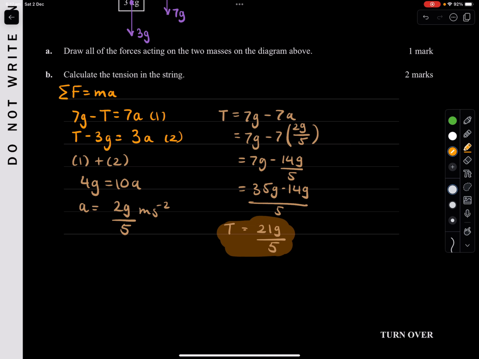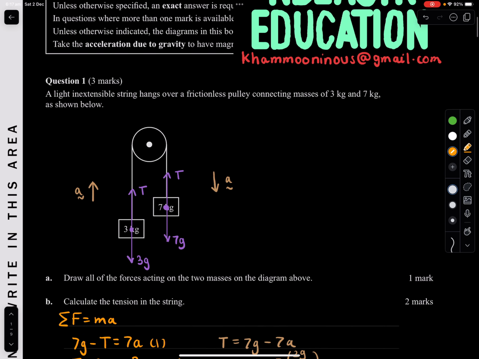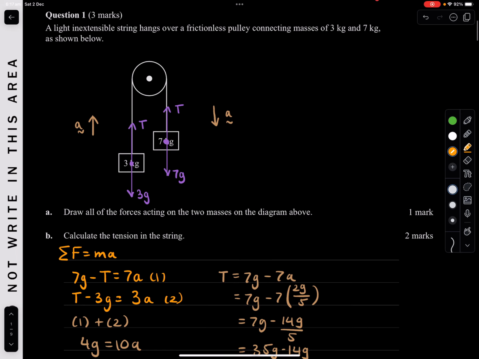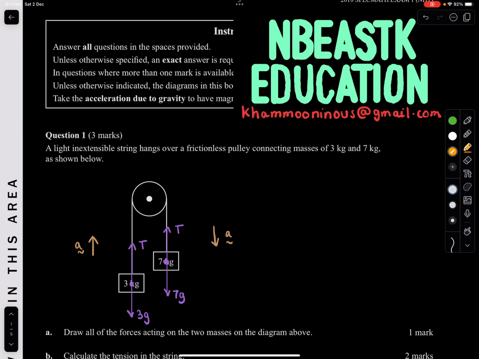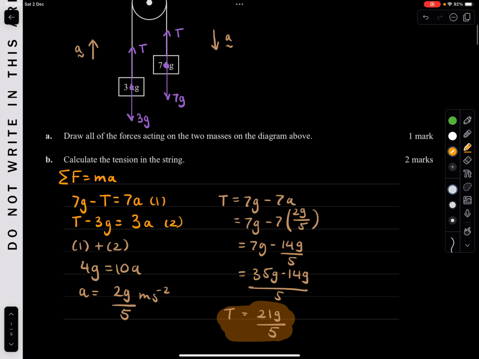You guys don't have to worry, especially the students in the period of 2023. You are not going to be touching dynamics or mechanics. But if you are doing physics, it's good to know how to solve these.